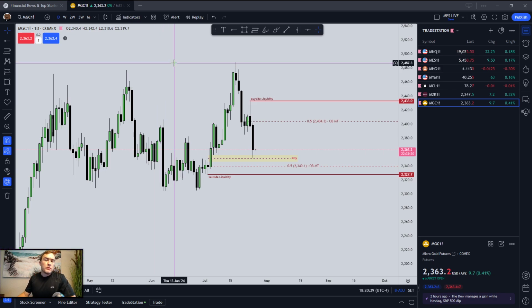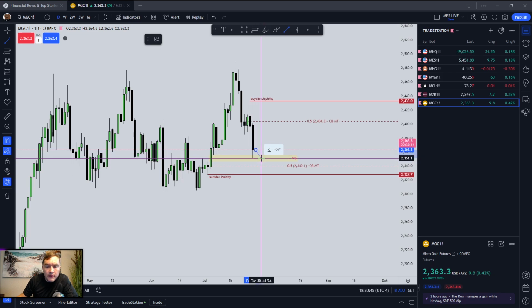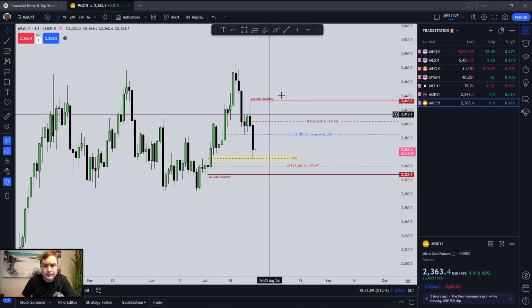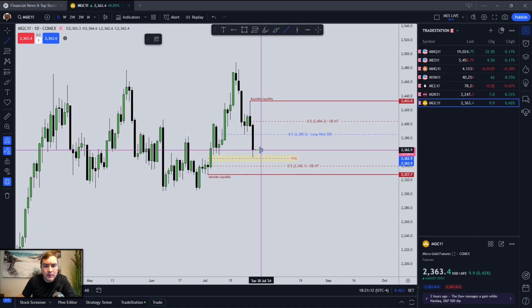Okay, guys, so in terms of gold, I think that the first level of interest is going to be the mean threshold of this fair value gap. That'd be 2,351.1. If gold were to rally on Friday, I think the first target that I'd be looking at is 2,385 halves. Second target, I don't think we get there on Friday, but if we were, the second target to the upside I'd be looking at is 2,404.3.